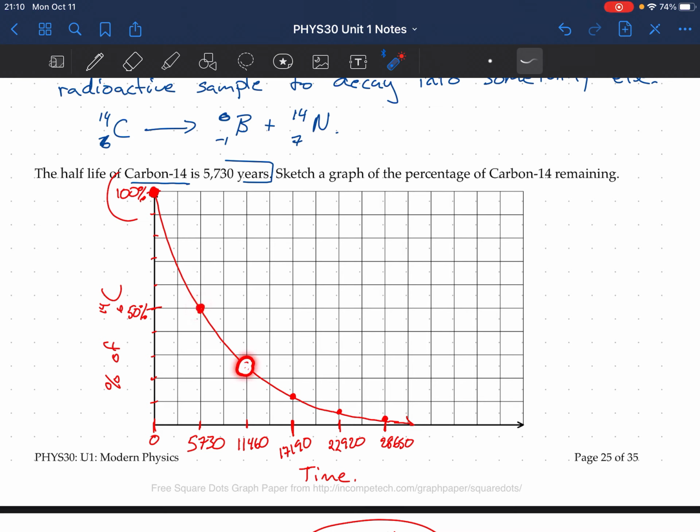Then after 11,460, there was only 25% left. Then we kept going down along this exponential curve.